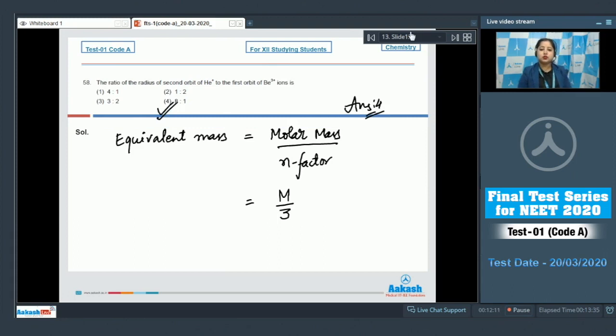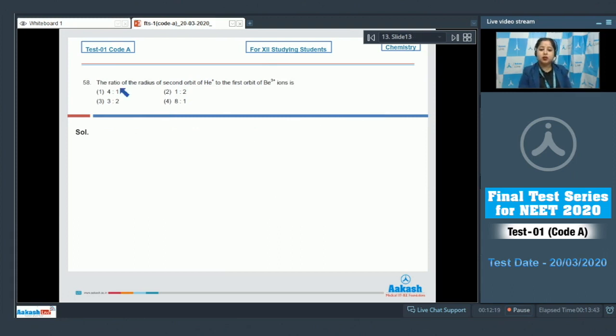Moving to the next question, students, which is question number 58. The ratio of the radius of the second orbit of helium ion to the first orbit of Be3+ ion is? Students, for this question, first of all, we need to know the formula to calculate the radius of Bohr's orbit. Radius of nth orbit is equal to 0.53 n square upon Z, where n is the number of the orbit and Z is the atomic number.